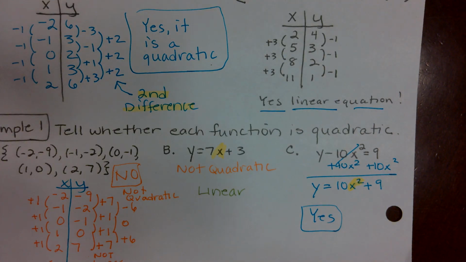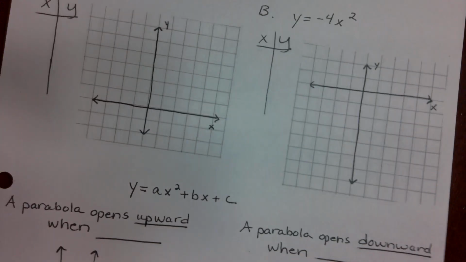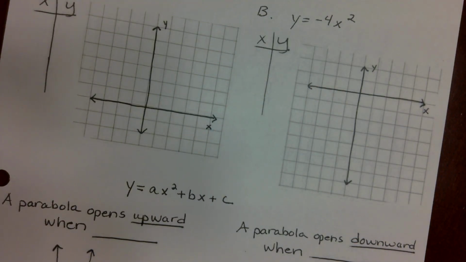All right, so now turn the page. We're going to look at a different type of thing here. We're going to look at using a table of values to graph this. So we're going to talk about graphing quadratics now.